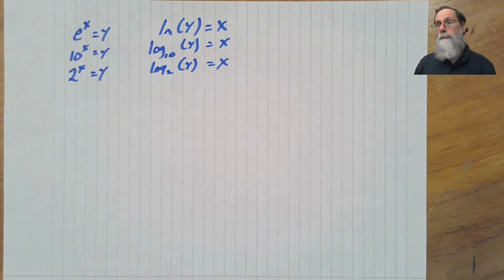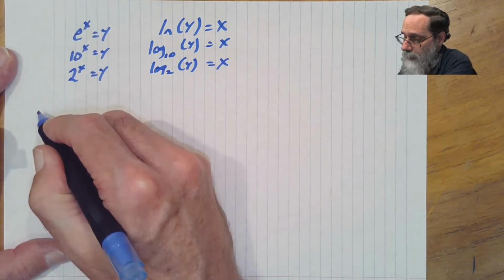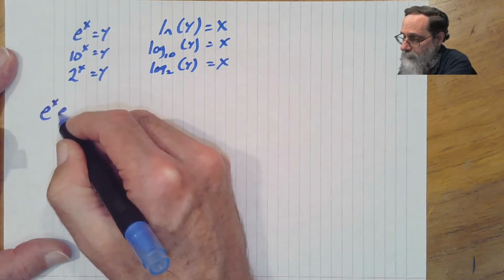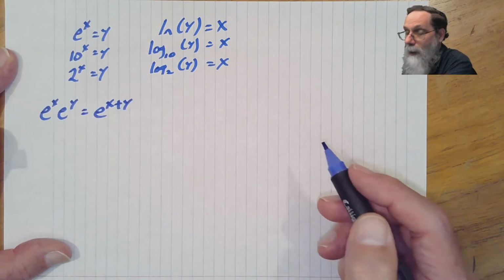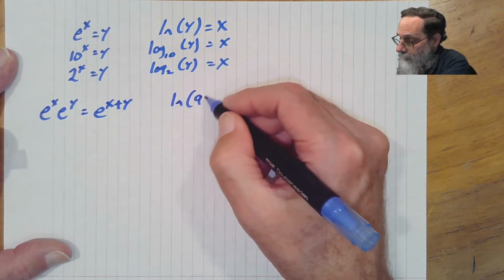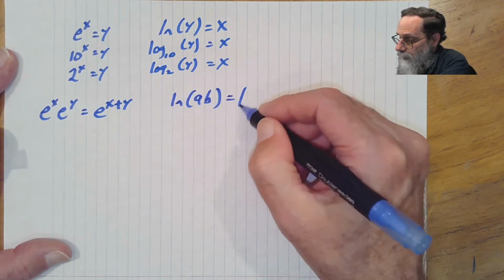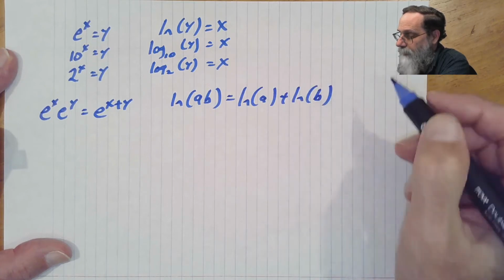All right, what are the properties of logarithms? Why do we bother with them? Well, again, these things come from properties of exponentiation. If we have e to the x times e to the y, that's equal to e to the x plus y. Another way of saying that is that if we have the natural log of a times b, that's equal to the natural log of a plus the natural log of b.